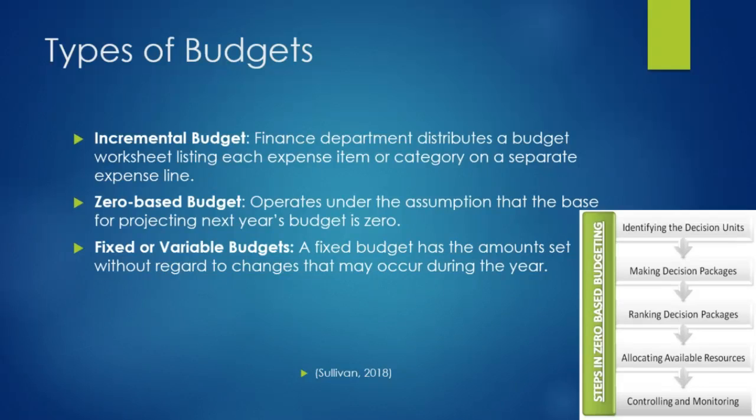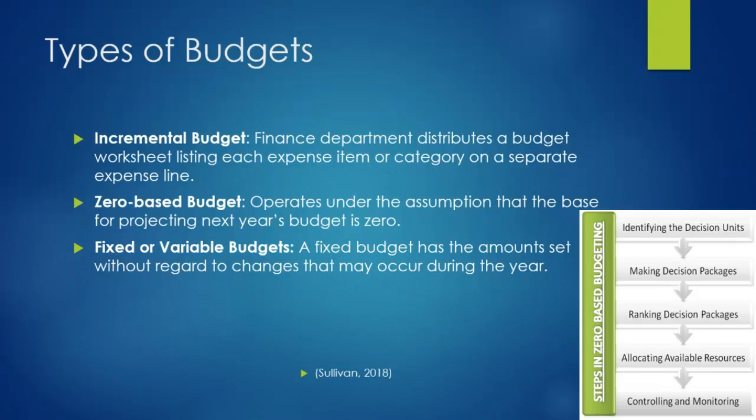The second type of budget is a zero-based budget. This operates under the assumption that the base for projecting next year's budget is zero. This requires managers to justify all activities and programs as if they are being initiated for the first time. This type of budget works well for having every expense justified, while the downfall is that it's very time-consuming and it may not be necessary.